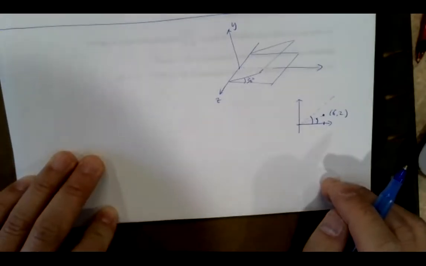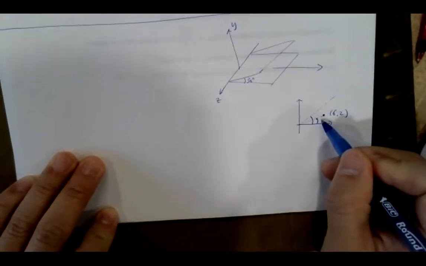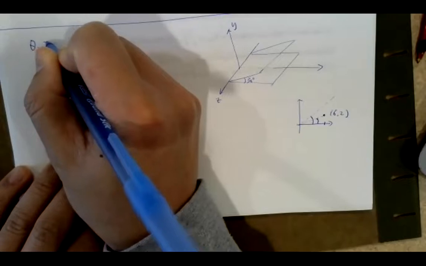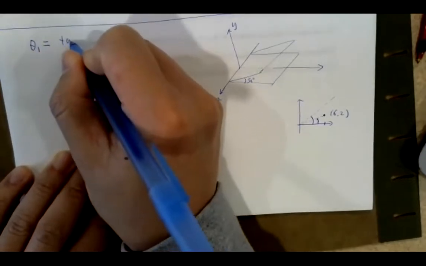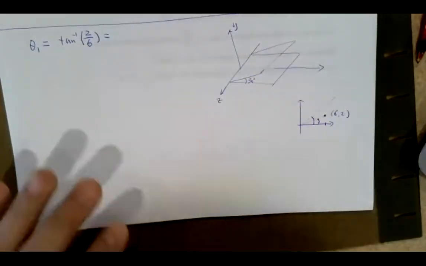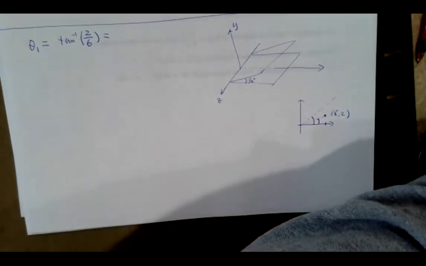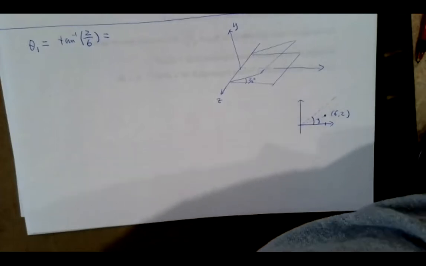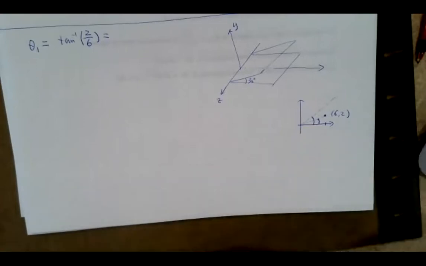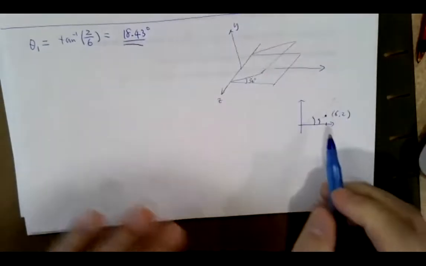So then you can calculate this angle, theta, for the point 6 and 2. I'm going to call it theta 1. That should be tangent inverse of y divided by x. So if you calculate tangent inverse of 2/6, that gives me 18.43 degrees. So that means you are here.